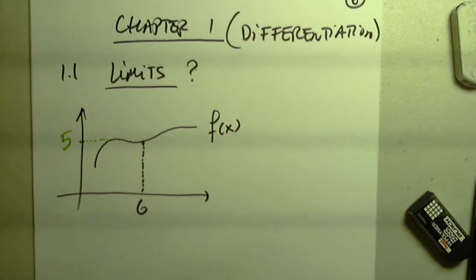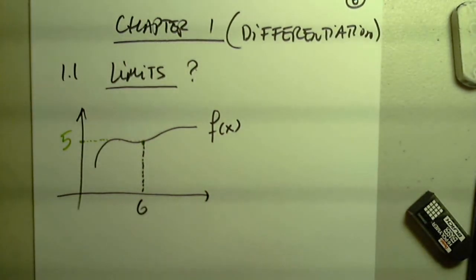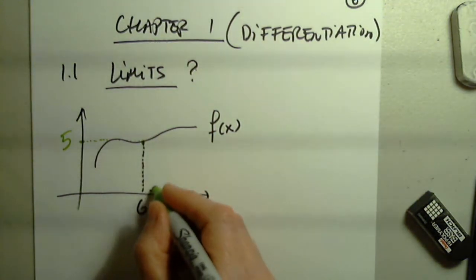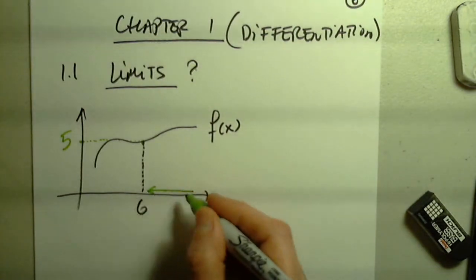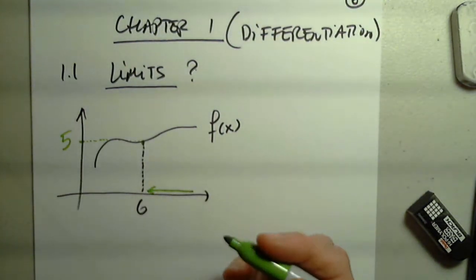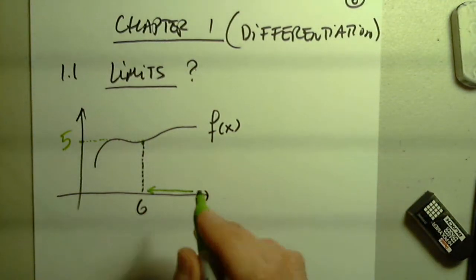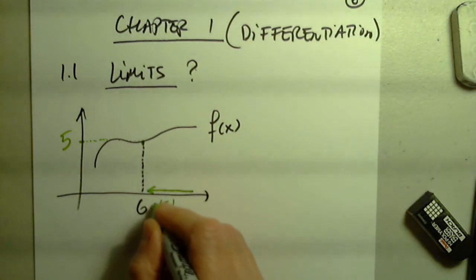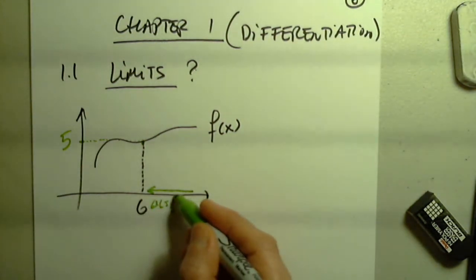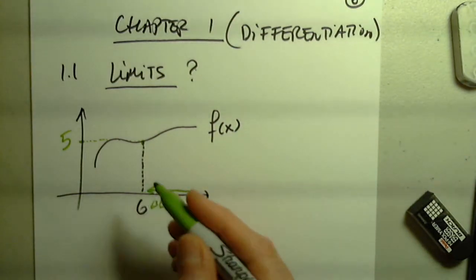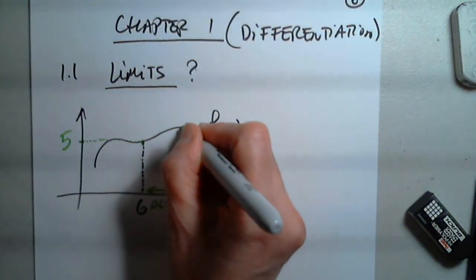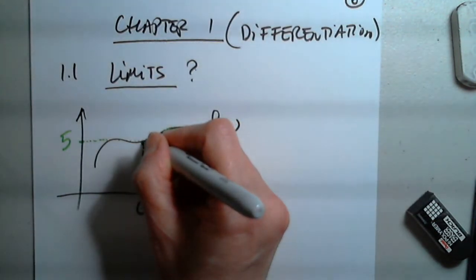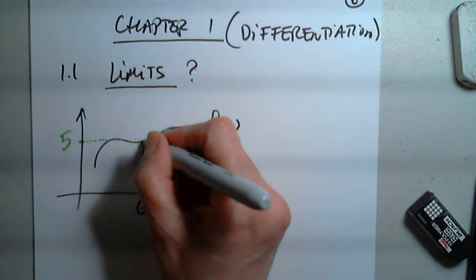When we look at this function, tell me if you understand the following concept. As I come from the right-hand side, I approach 6 from the right-hand side. What does that mean? Not with numbers like 100 and 1500, but something like 7, 6.5, 6.3. As I come closer and closer to 6, follow this graph. The function values get closer and closer to which value? 5. That's it.